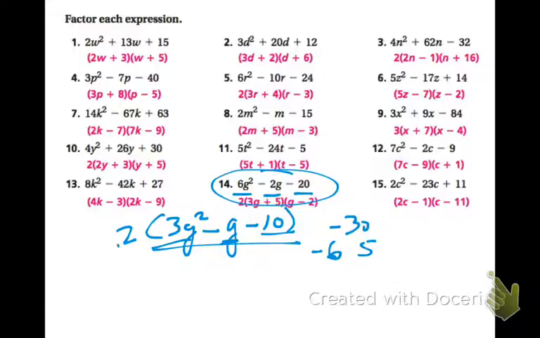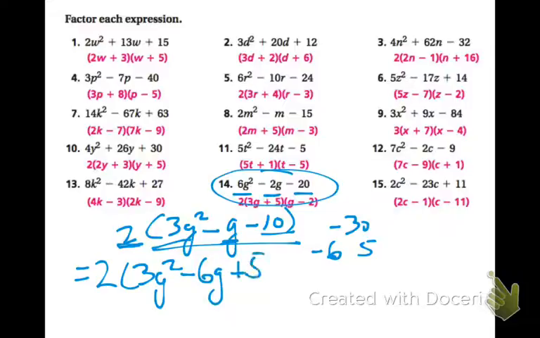So this 2 has to remain there because we factored it out. Splitting the middle, you're going to keep the first term the same, which is 3g squared, and we're going to split the middle by having it be 6g, and then that's plus 5g. Remember that technically this quantity will equal that middle part right there. Okay? And then it's minus 10.